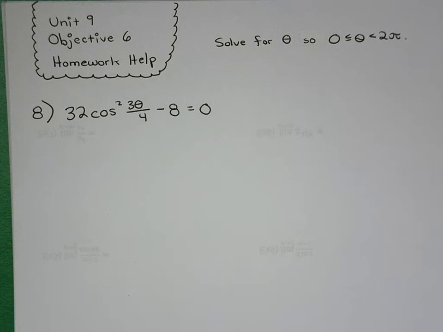I've transcribed number 8 here. The directions for both 8 and 13 ask us to solve for theta with a domain of 0 to 2 pi, including 0, not including 2 pi. You should have already watched the notes video. If you haven't, I would highly recommend pausing this video, going and watching the notes video, and coming back to this one once you've been introduced to what we're doing here, because I'm going to be referencing some of the things that are in your notes packet.